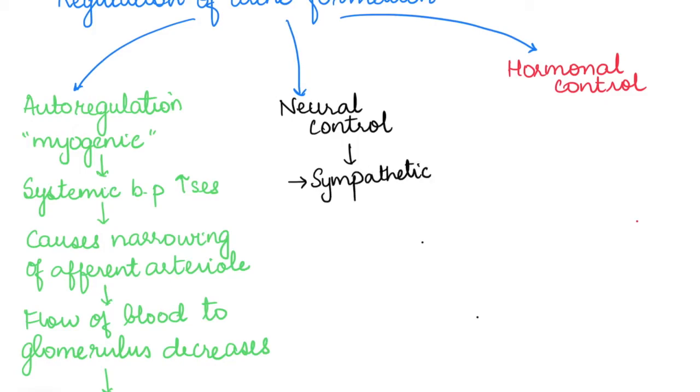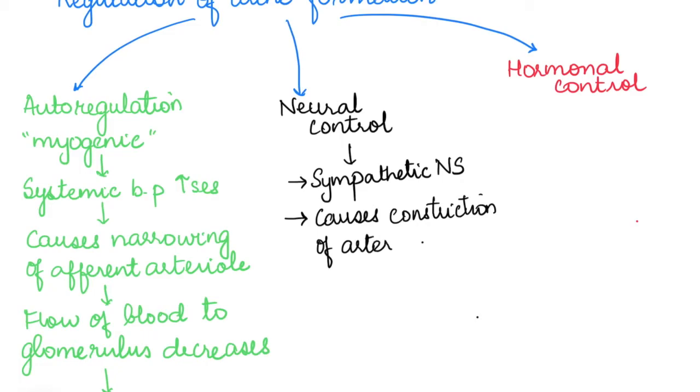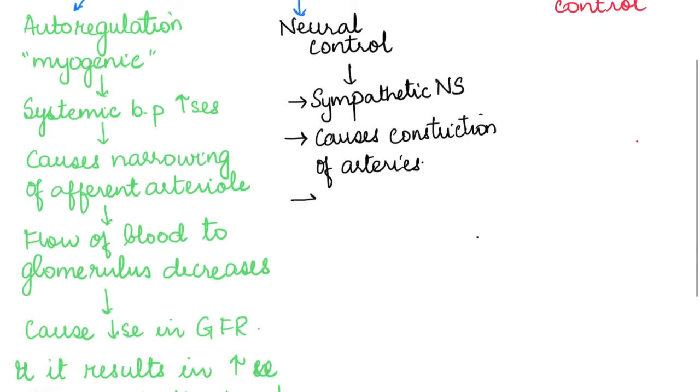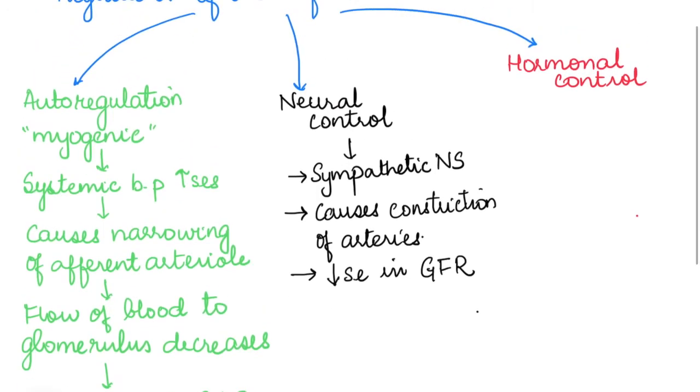The nervous control or the nervous regulation is based on the sympathetic nervous system. Now the sympathetic nervous system can cause the constriction of arteries. So this constriction of arteries again leads to the decrease in the glomerular filtration rate, which affects the urine formation.